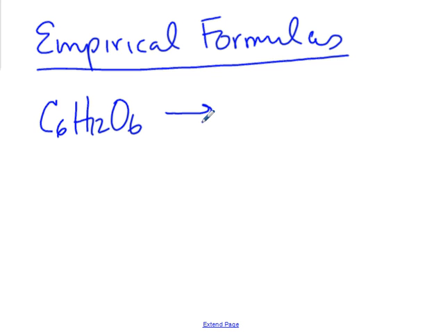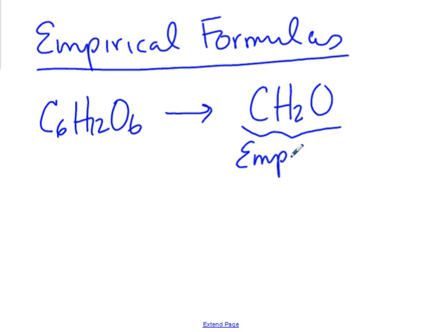If you take 6, 12, and 6, what could you divide them all by? The largest number, 6, and if you did, you'd have C, H2, and O. That is referred to as the empirical formula of glucose. You can also think of it as the simplest formula, or the reduced formula if you prefer.